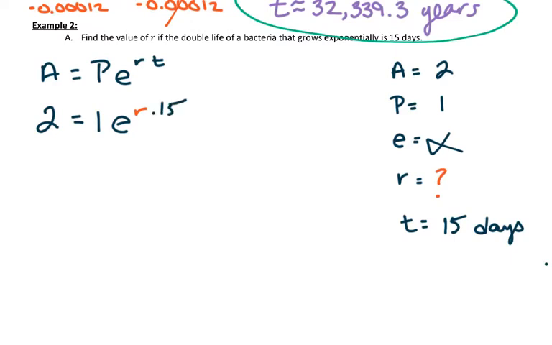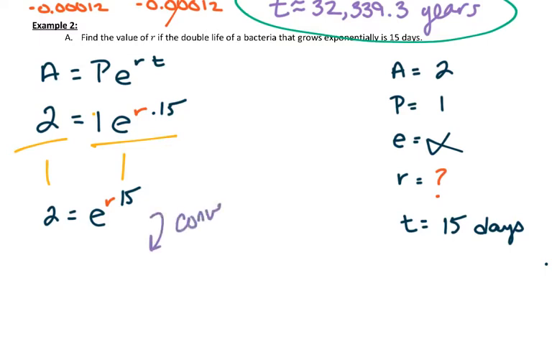All right, so first thing you're going to do is divide both sides by 1 in order to get rid of whatever number is there up front. In this case, it didn't do anything. All right, go ahead and convert because it's in the exponent, so you can't get to it. You're going to have log base e of 2 is equal to R times 15.